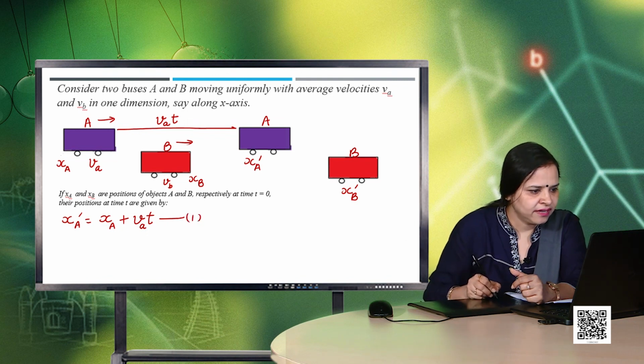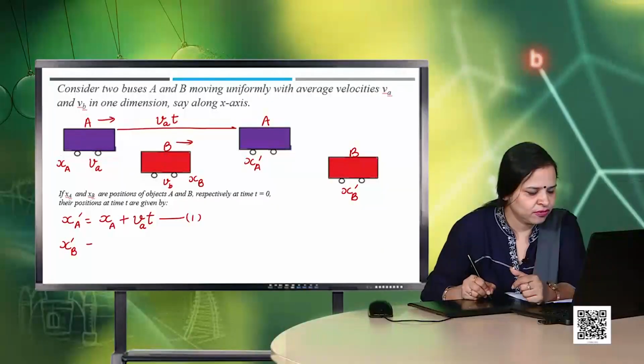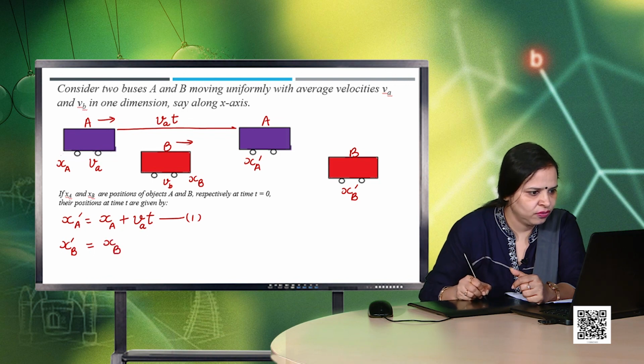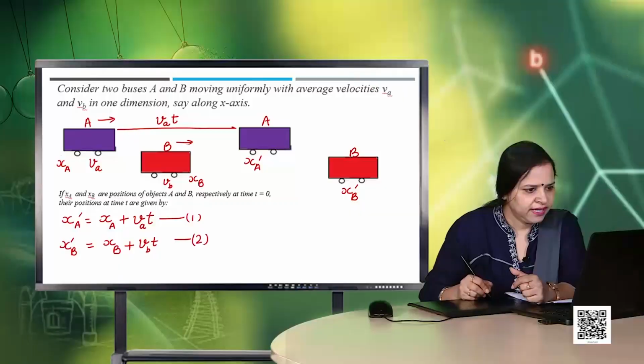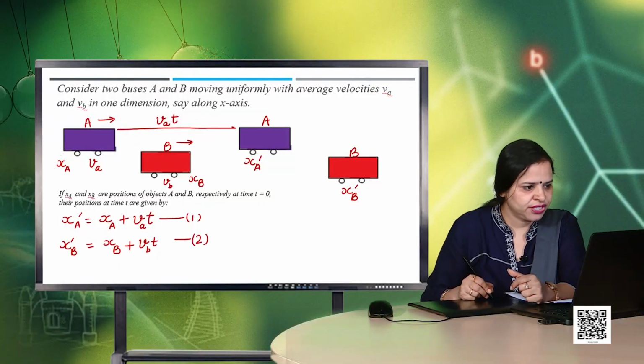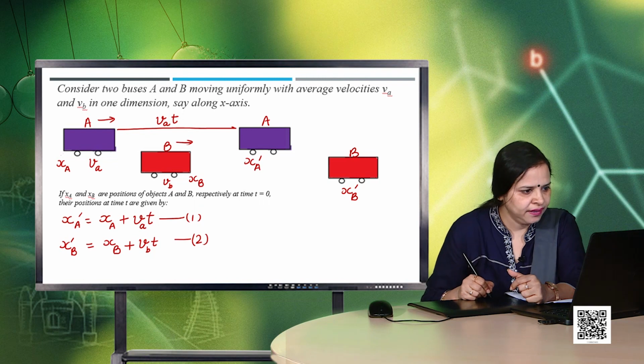Similarly, we can write down the equation for the position of bus B in time t. That is, XB dash equals XB, which was the position at time 0, plus the distance travelled in time t, that is VB times t. Let this be equation 2. These two equations represent the positions of buses A and B after time t respectively.